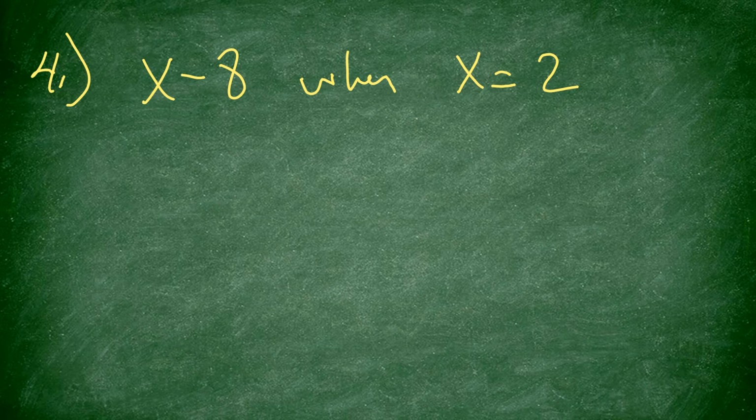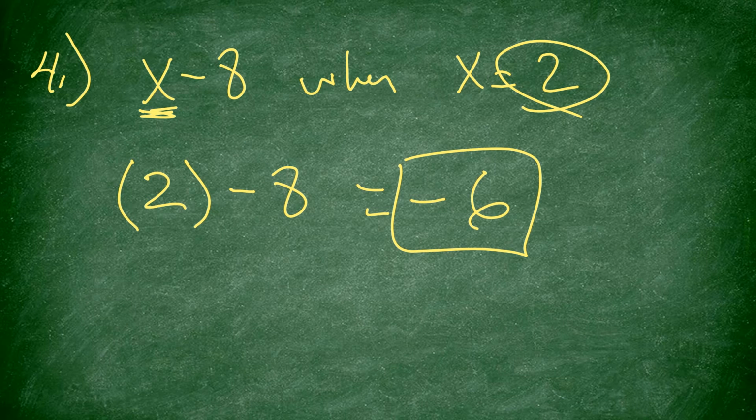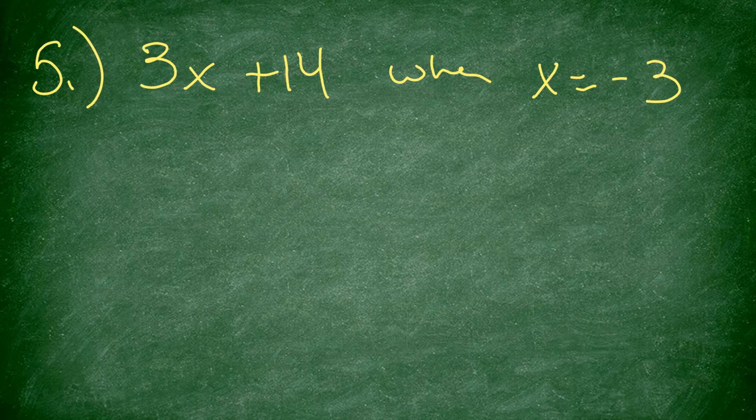Alright, so number 4 says x minus 8 when x equals 2. So the first thing I like to do is I like to write, wherever I see a variable, I put an empty set of parentheses. So I say empty parentheses minus 8, and then I plug in 2. So X was my starting quarterback. He got hurt, so 2 has to take his spot. He has to go exactly where that guy was in. 2 minus 8 is negative 6. There's my final answer.